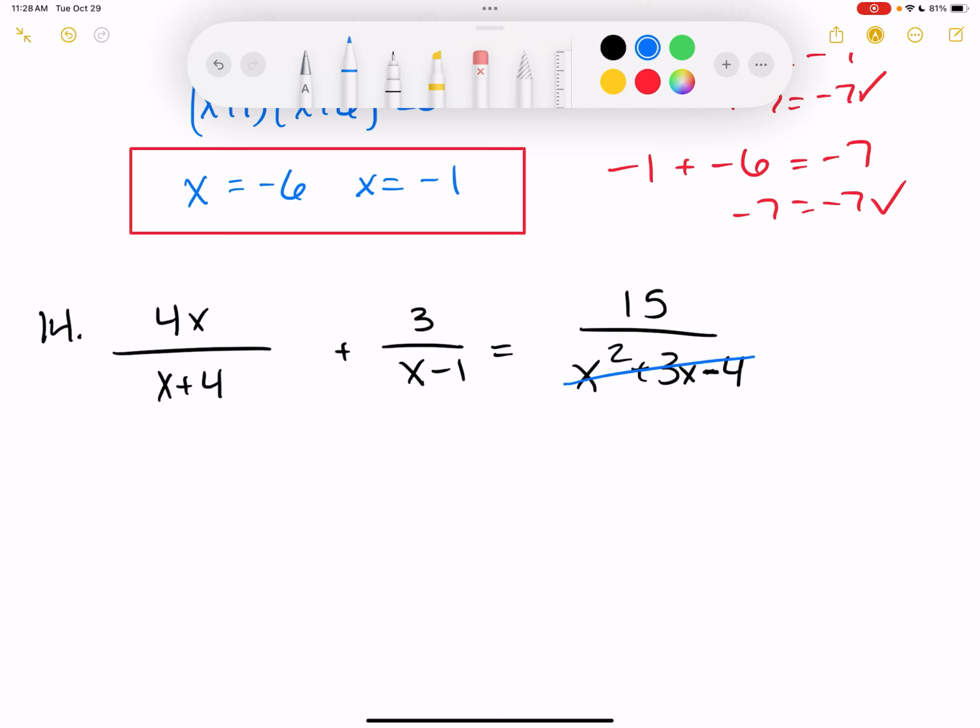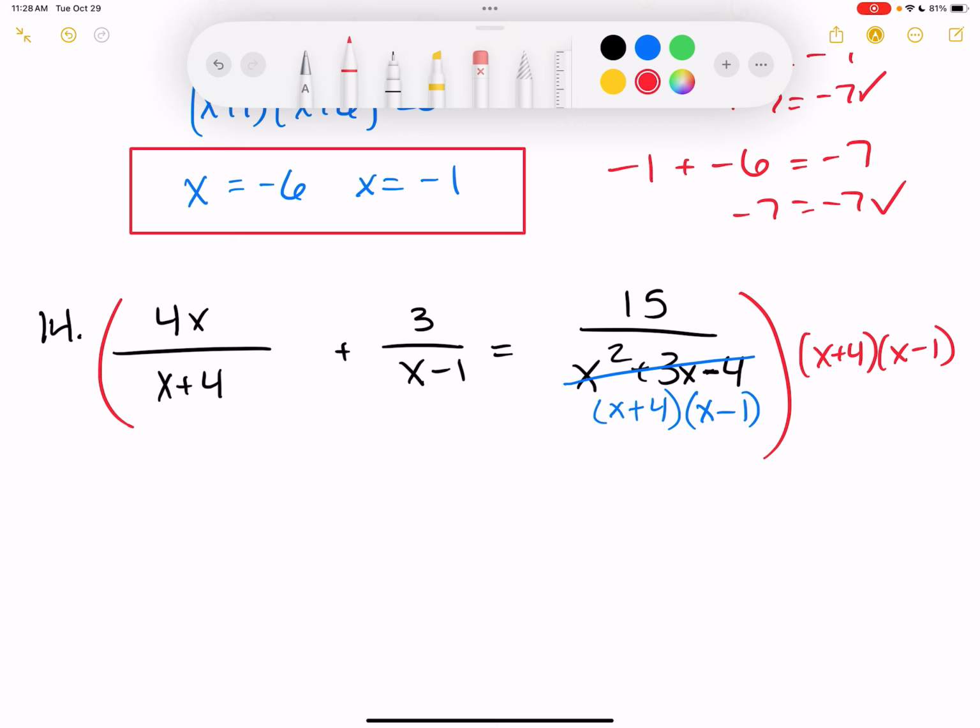No, x plus 4, x minus 1. So now notice that happens to work out nicely to where this is x plus 4 and this is x minus 1. So multiply this entire thing by x plus 4 and x minus 1. It'll get rid of my fractions.